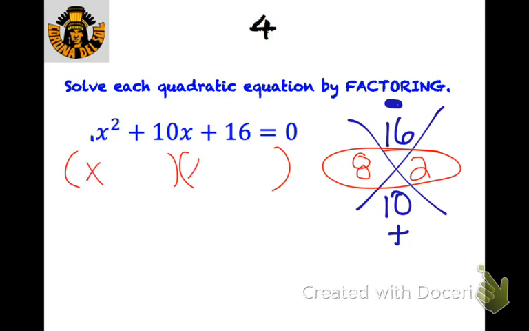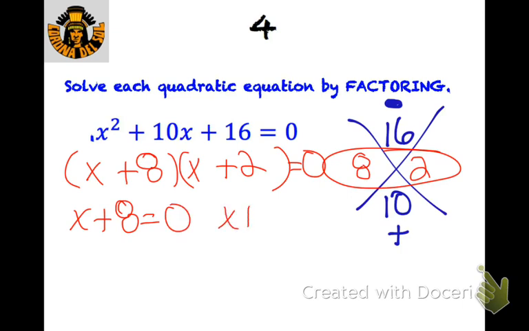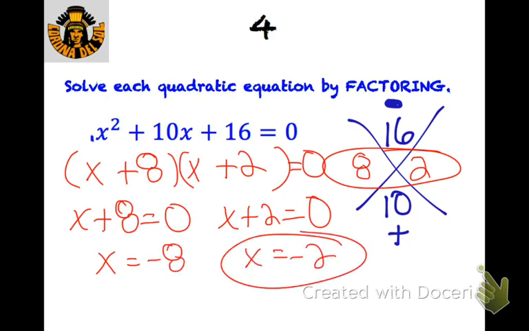So we're going to do x and x. We're going to put 8 in there, 2 in there, equals 0, and then we're going to take each of those factors and set them equal to 0. So one good answer is negative 8, and the other good answer would be negative 2.